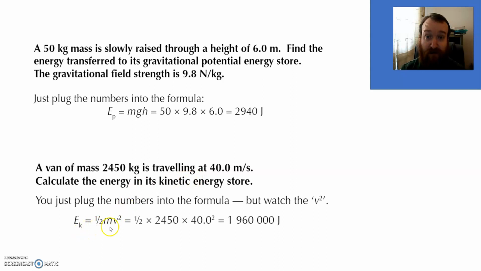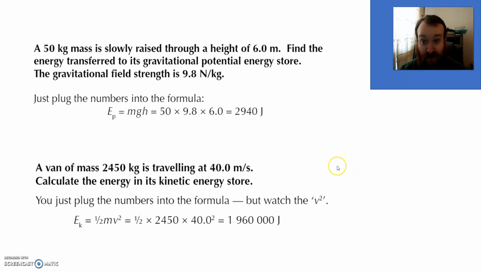For the next one, you need to know the equation. Kinetic energy equals half times mass times velocity squared. Don't forget the squared part. And we're just doing a simple thing, we're just substituting the numbers in. We don't need to rearrange for either of these calculations. So we do half times 2,450 kilograms times 40 squared, which gives me 1,960,000 joules. And again, if you don't have the unit, you don't get the mark. You've got to put the units in.